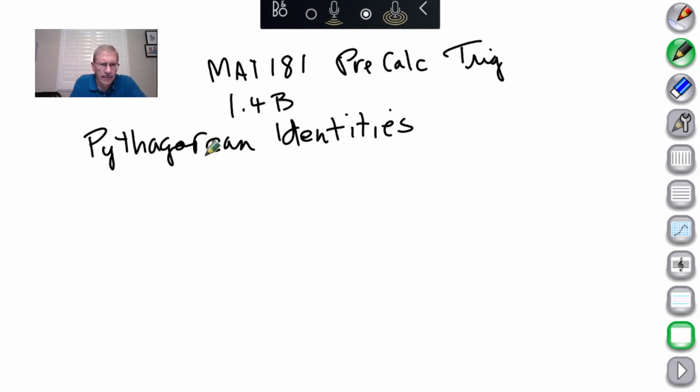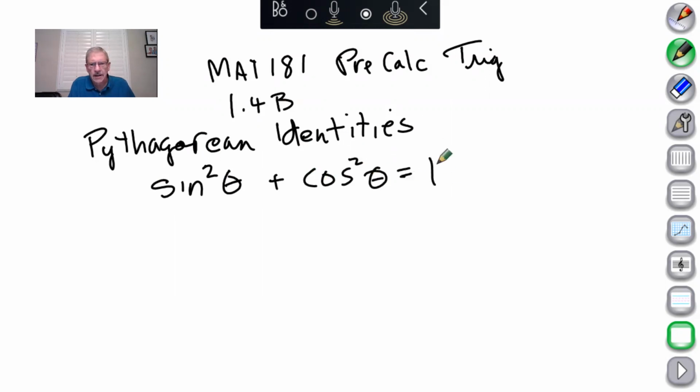We were talking about this, call this 1.4b, and we're talking about Pythagorean identities for trig. And we were talking about sine squared theta plus cosine squared theta equal to 1. And we said with some algebra trickery, we can rewrite these. But let's look at the sine squared theta.